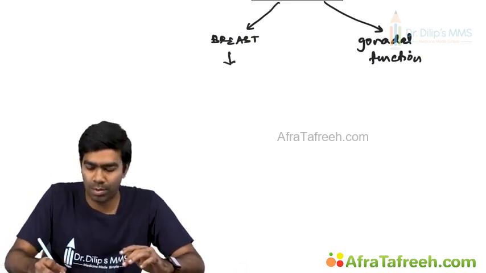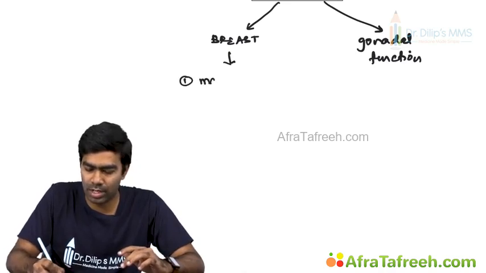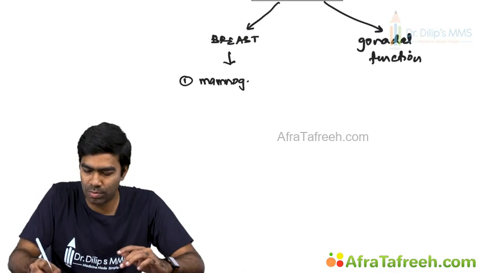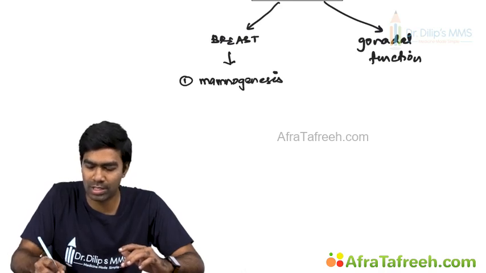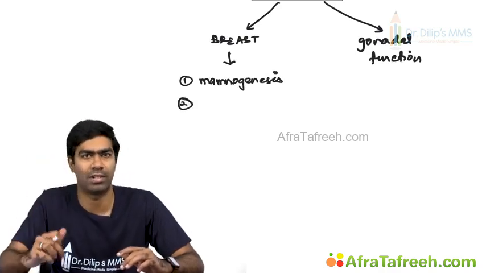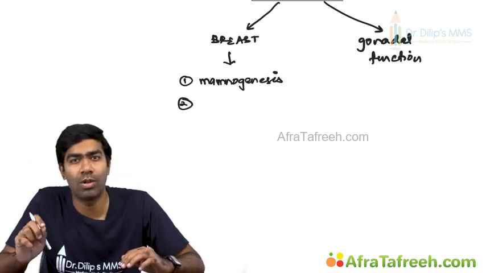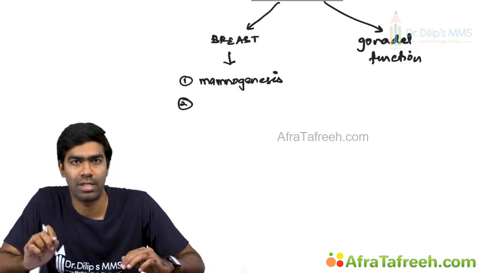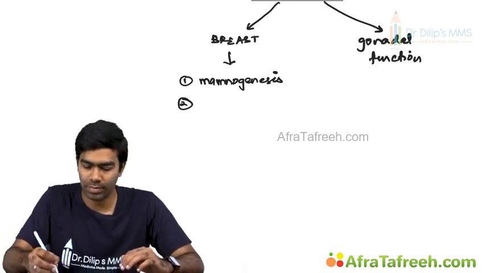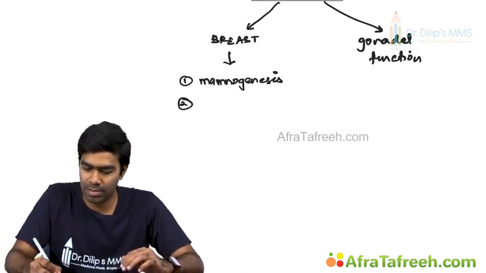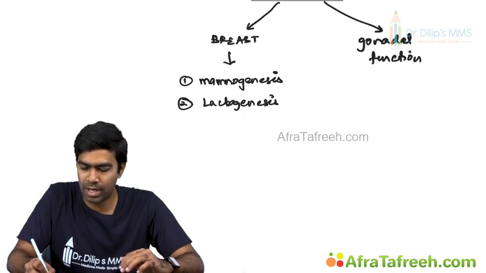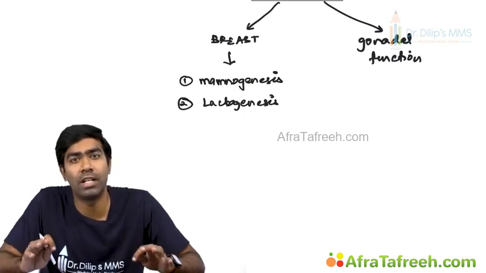So first, prolactin is going to stimulate mammogenesis. What do you mean by mammogenesis? Mammogenesis is nothing but the breast development. That is, the lobulo-alveolar growth is stimulated by prolactin. Second, they can be helpful in lactogenesis. What do you mean by lactogenesis? This is nothing but milk production.